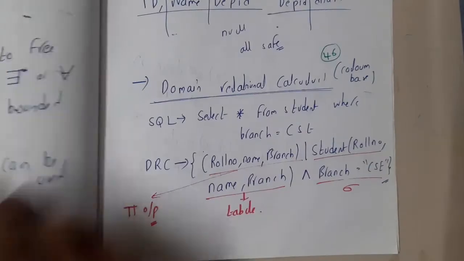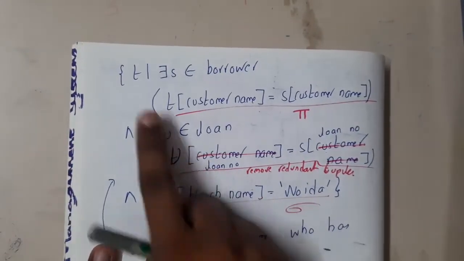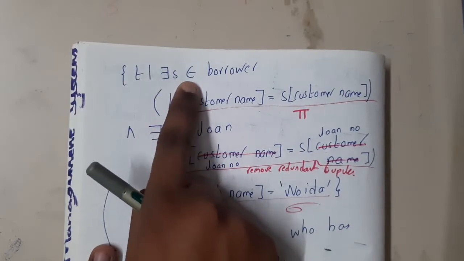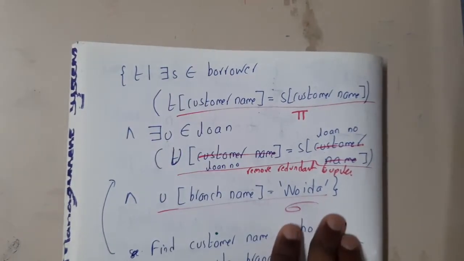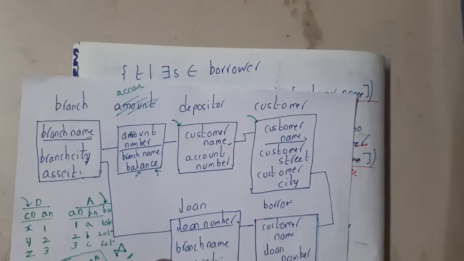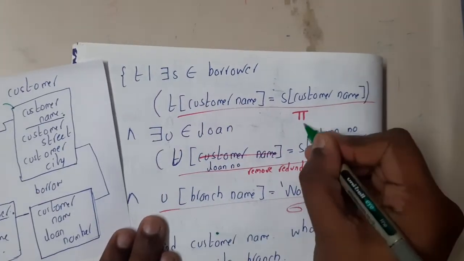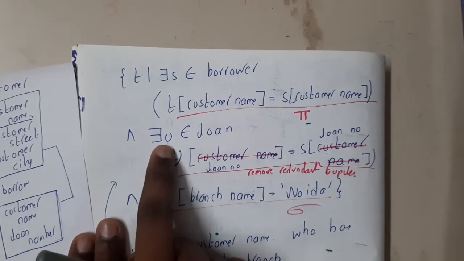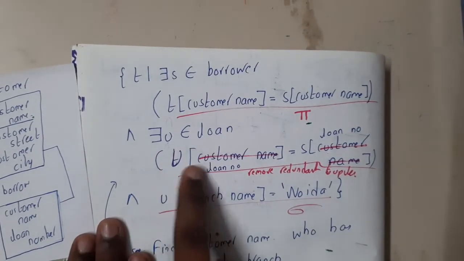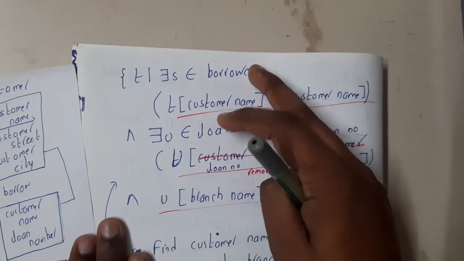Now let us go through the last one. Here I wrote it clearly, guys. T such that for some value of S belongs to borrower. So we are working with what, guys? Borrower now. So now we are trying to print a customer name. So I wrote here the pi operation, and some value of U belongs to loan. And here I am going to compare borrower with loan, guys.